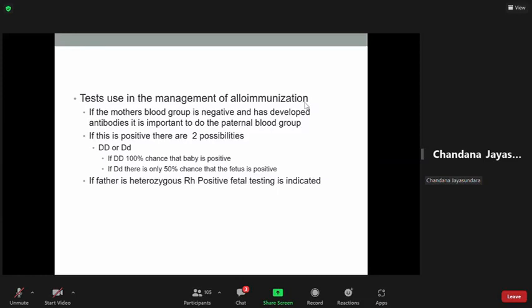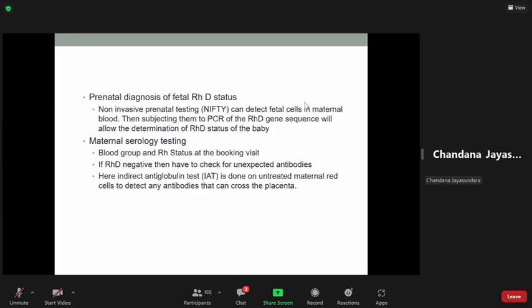Now, when that is the case, we can do a thing called prenatal diagnosis of fetal RHD status.